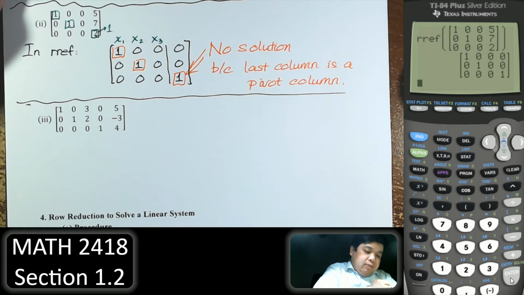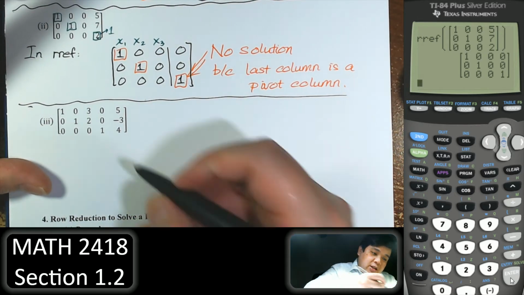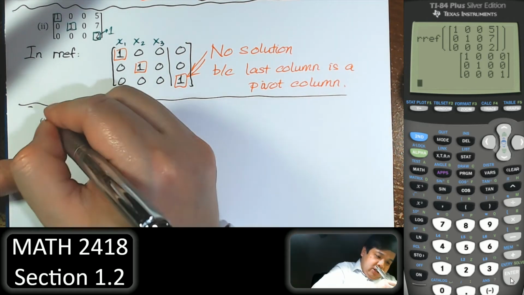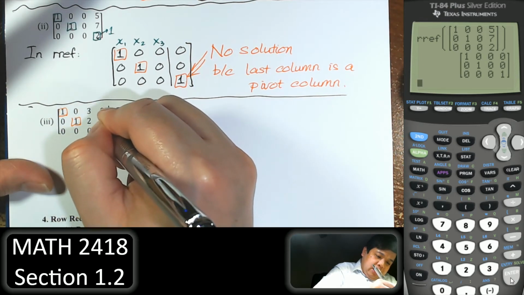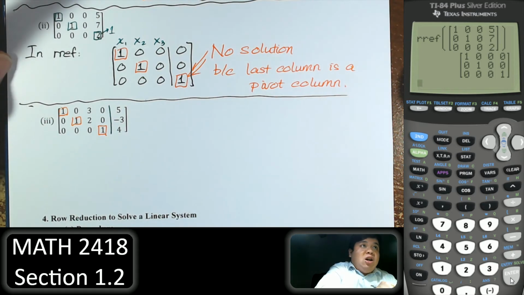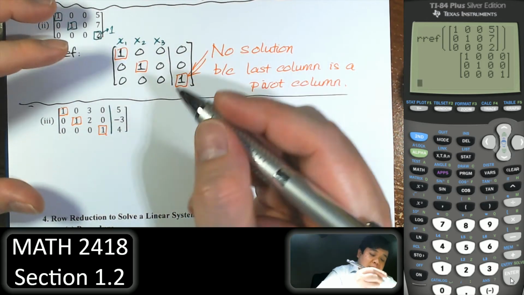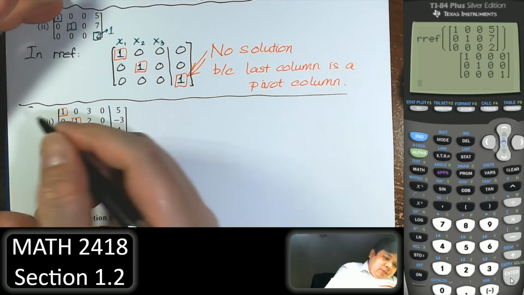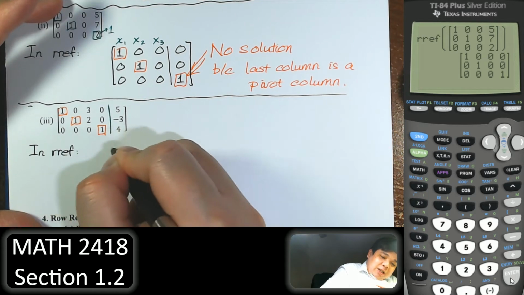Next one. Let's say this is the augmented matrix. We have pivots here, here, and here. In the echelon form, the first non-zero entry, all of them are 1, everything else 0. So this is in reduced row echelon form already. You don't have to do much. Just copy that.